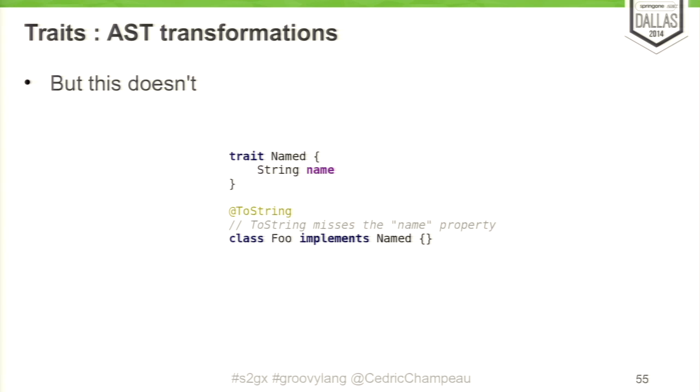This one will not. If you use a trait and define a property name and call toString on the class that implements the trait, you would see that the toString transformation misses the fact that you have a property coming from the trait. So this is something we are working on. I will also probably write a blog post to explain in more detail why it's very complicated to solve. And we will make some decisions at some point, but don't trust AST transformations with traits, basically.